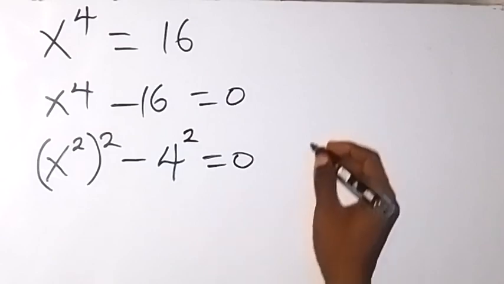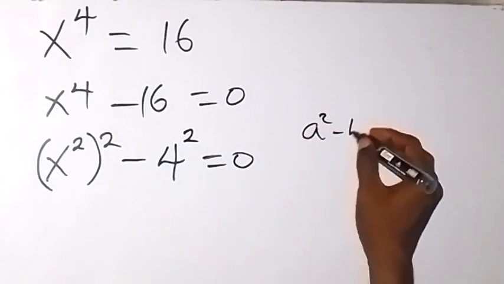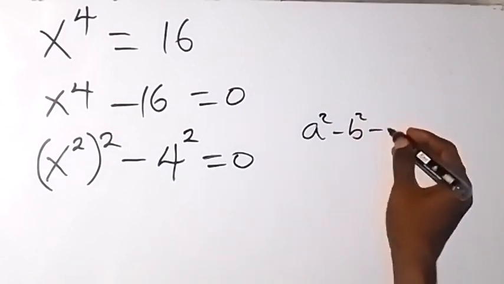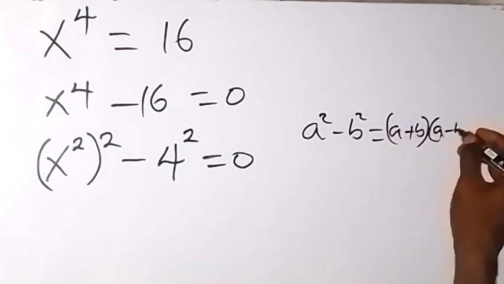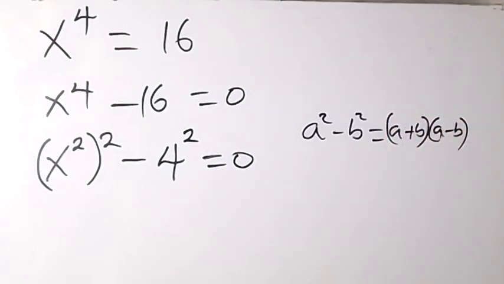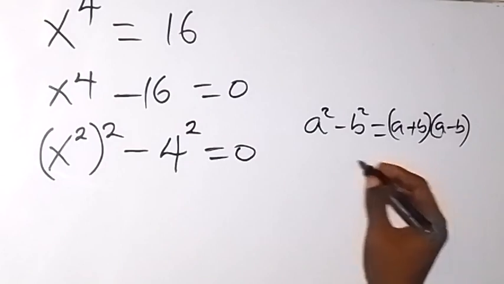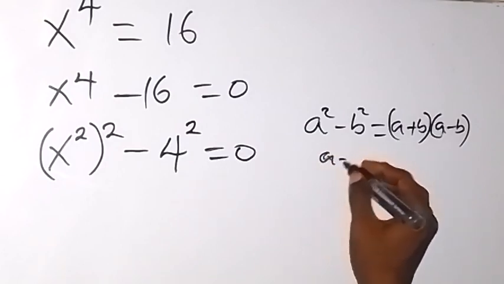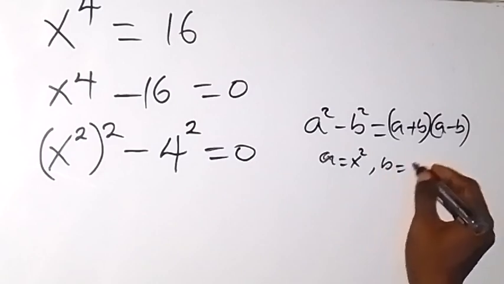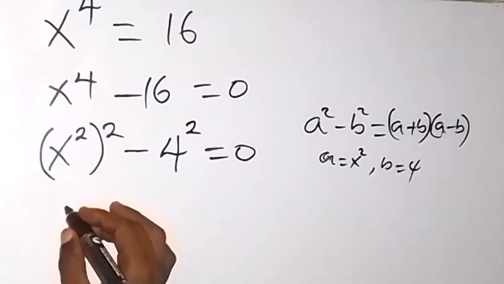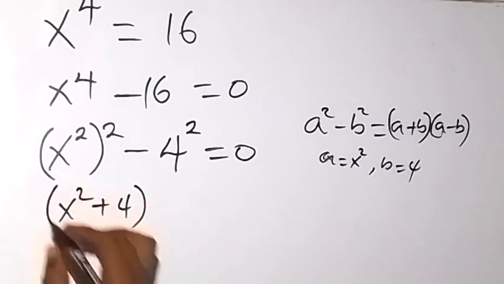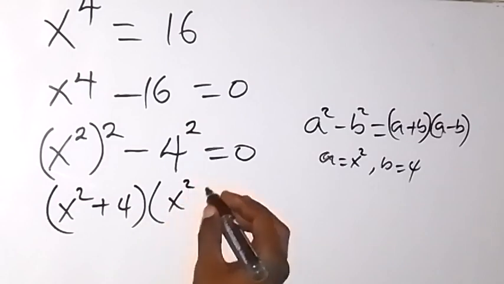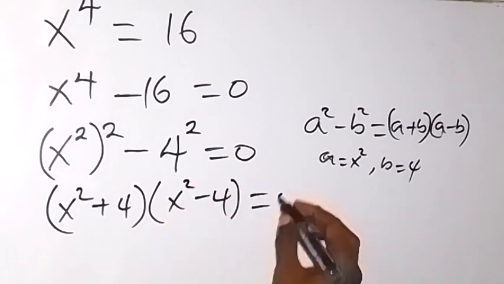Now, from difference of 2 squares, we have a squared minus b squared to give us a plus b times a minus b. When we apply that here, a is standing as x squared and b is standing as 4. So we then have a plus b, that's x squared plus 4, multiplied by a minus b, that's x squared minus 4, which is equals to 0.